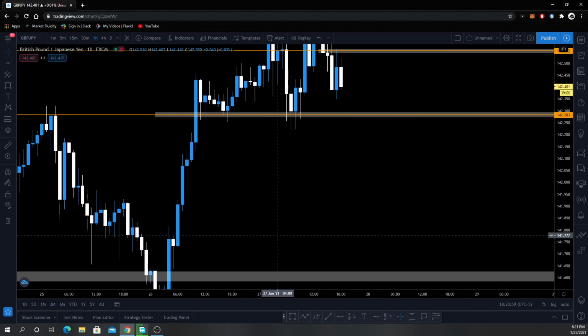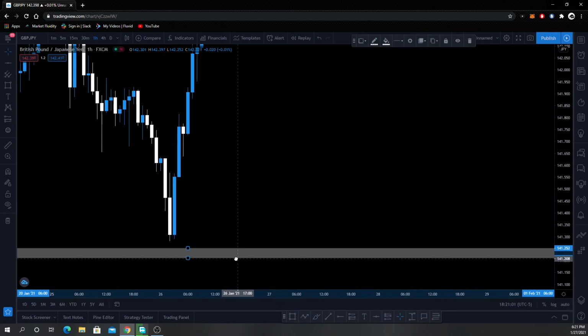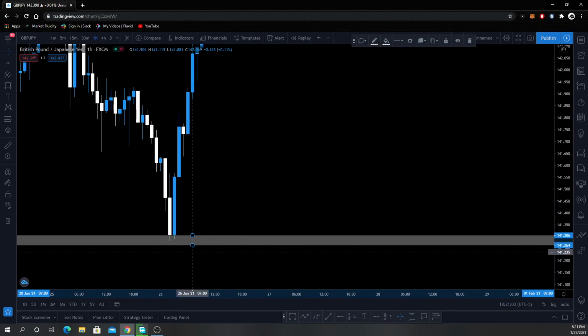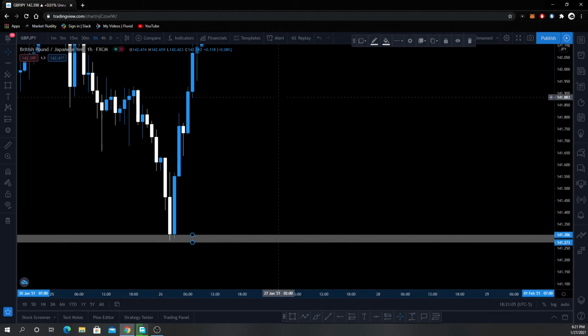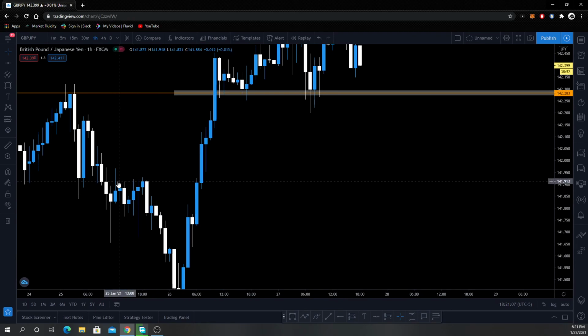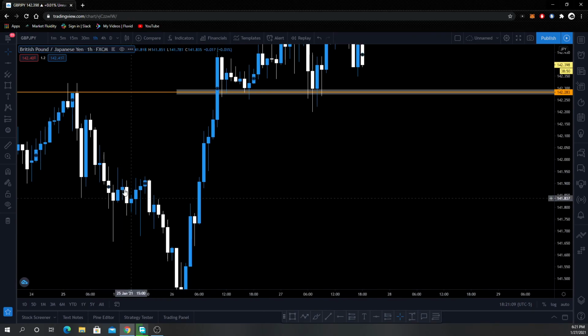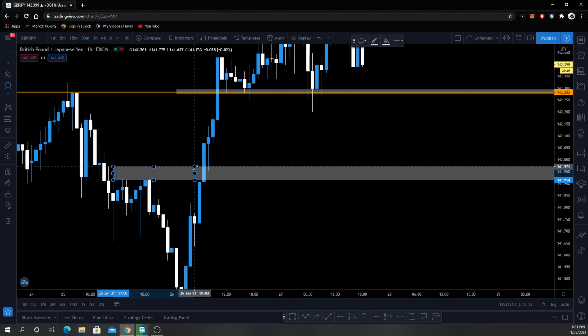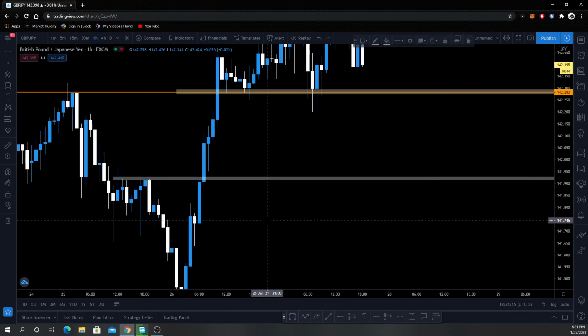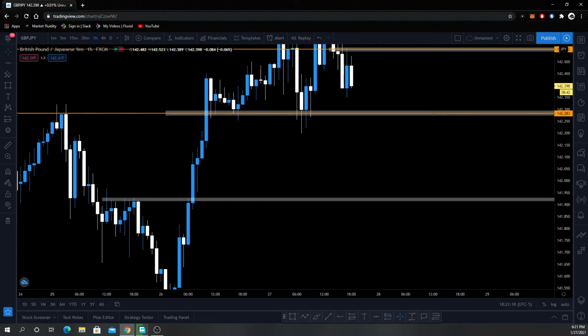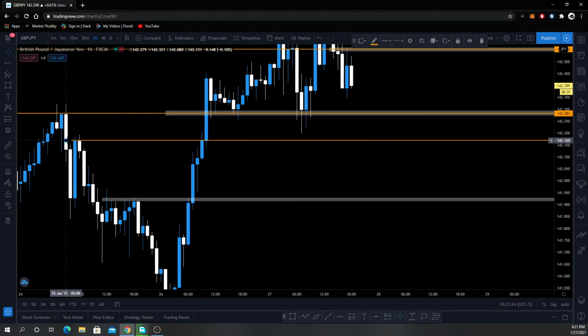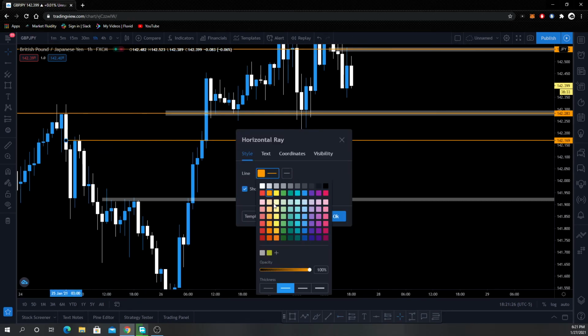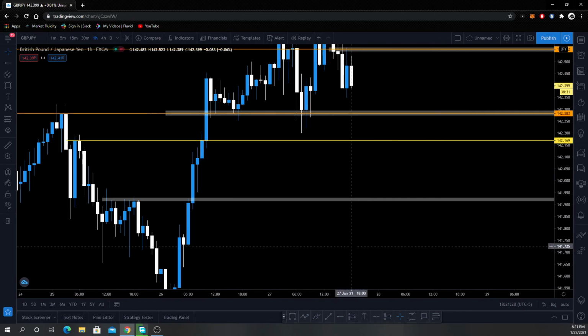Okay, so let's drop this back down. Let's draw more zones over here. This is from yesterday, the same levels from yesterday. Beautiful. And then we have just a very minor level right here that we should keep in mind. Let's change the color. Let's put it in yellow so it's more visible.